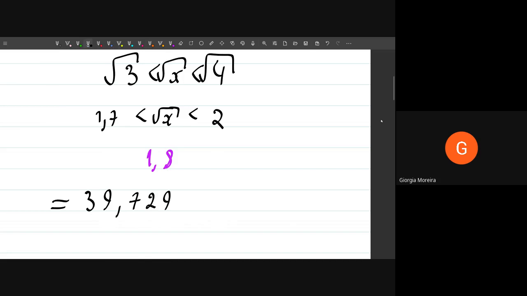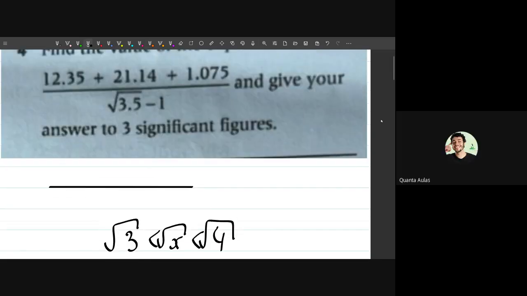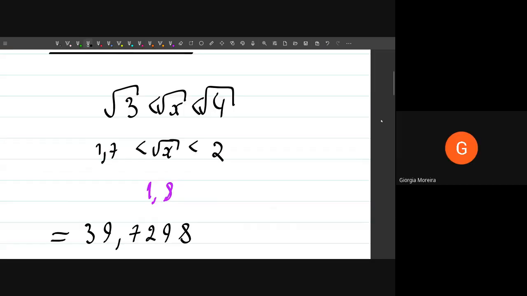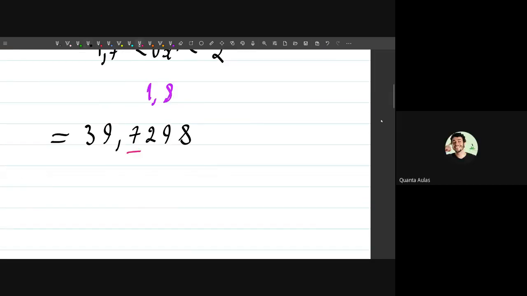What answer? 39.7298. Okay, and you need three significant figures. So you need to stop your number here. The only thing you need to do is see the next number. The next number is less than 5. So you maintain this 7, only this. You keep. Perfect. You are amazing, George.